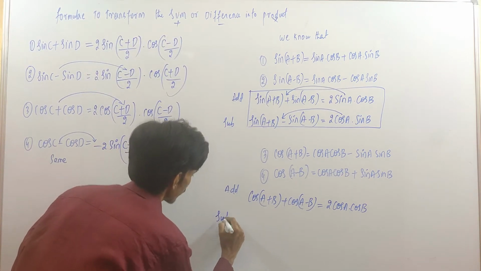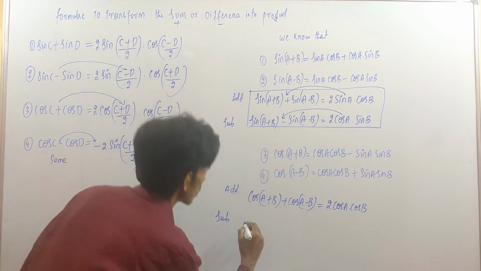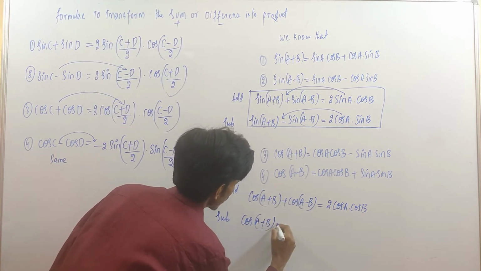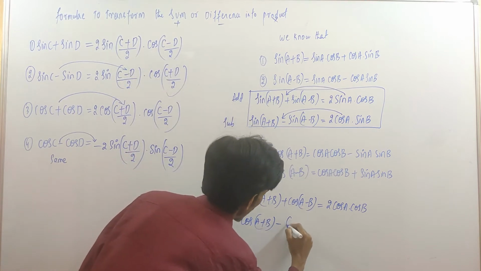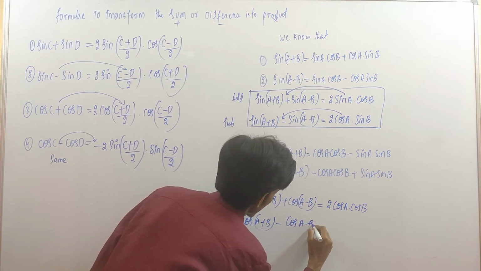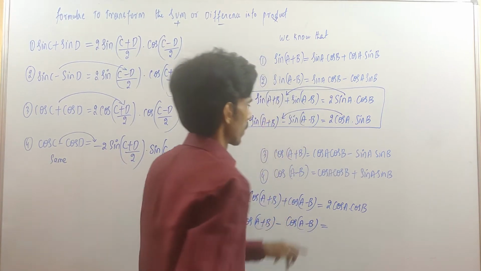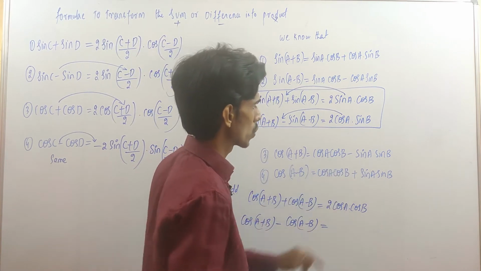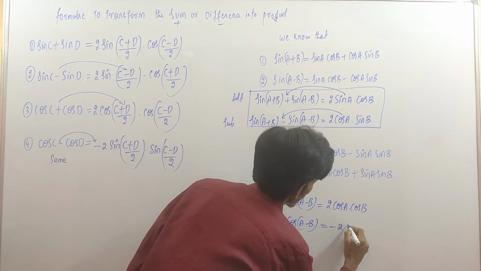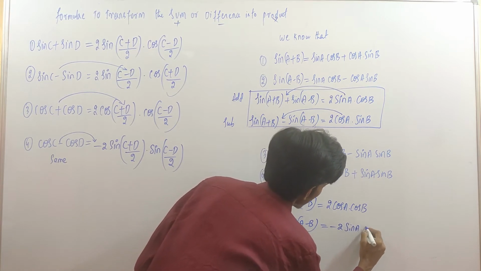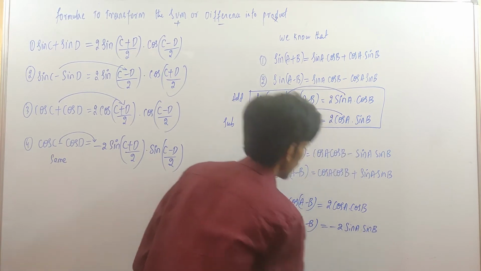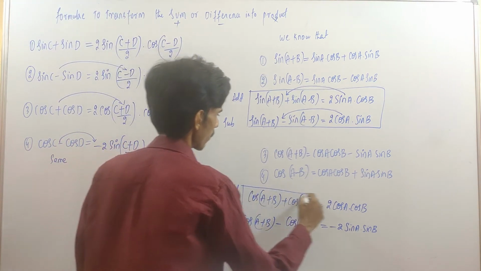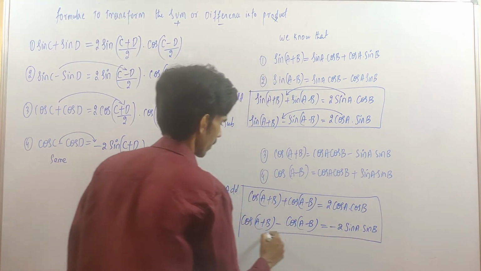Now subtract this minus this. So it will become cos A plus B minus cos A minus B. These two will get cancelled. Here we have minus, it is also minus, so it will become minus 2 sin A sin B. So these are also formulas that you have to remember.